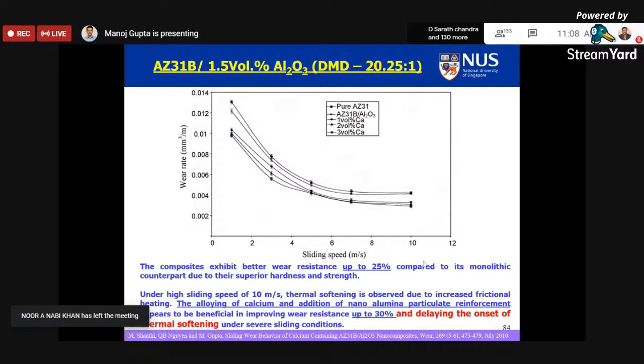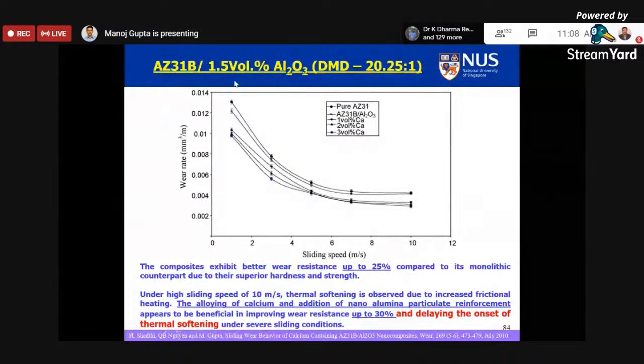Another engineering application is when two parts slide against each other, like the railway tracks, like the reciprocating pistons, and so on and so forth. So tribology is very important. So I gave some samples to a tribological expert in the department, and they found that just by putting 1.5% of Al2O3 in a magnesium alloy, you can improve the wear resistance by 25%. And if you do some alloying modification by addition of calcium, you can get another 25%. So you can make the life 1.5 times just by putting a very small amount of calcium and the Al2O3.